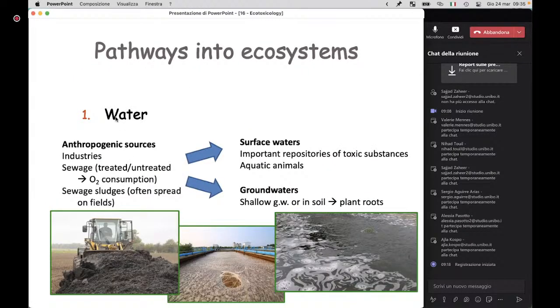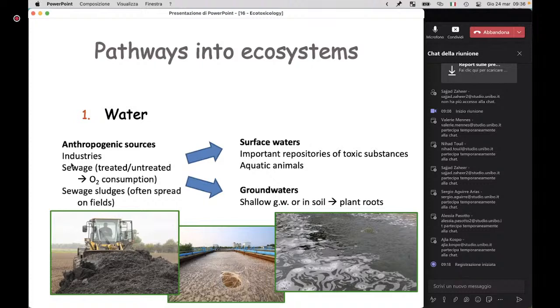So let's take a look at each of these pathways. For pathways into water, the main source of contamination are, of course, anthropogenic sources, and in particular 3 main classes of sources: industries, okay, so production plants, and sewage, and of course sewage can be both treated or untreated. Nowadays, sewage should never be dispersed into the environment without being treated. But unfortunately, this is just a should. It doesn't happen, okay? So unfortunately, even now, we have untreated sewage going into the environment, and in particular into water, okay?